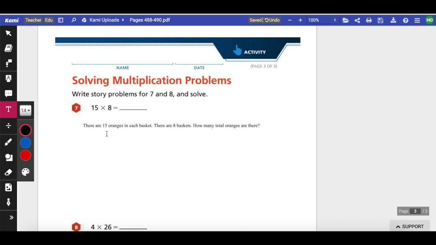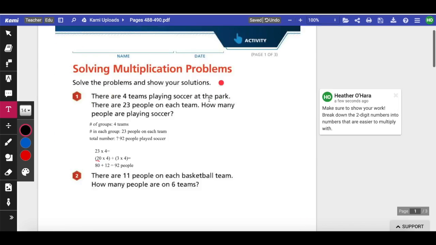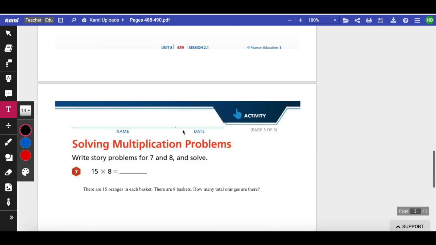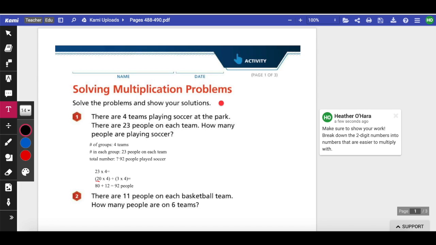So my equation would be 15 times 8, and I could break down 15 into 2 different numbers that are easier for me to multiply with 8. So that's what you need to make sure that you do the whole way through to get all 3 of these pages done. Make sure you're showing your work.